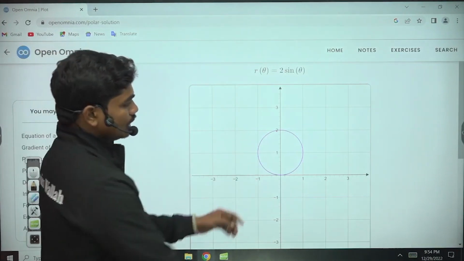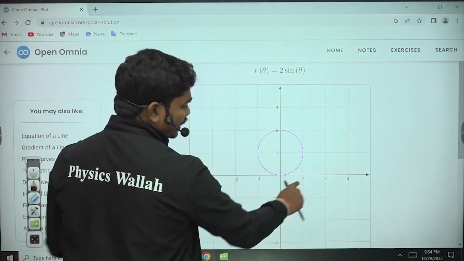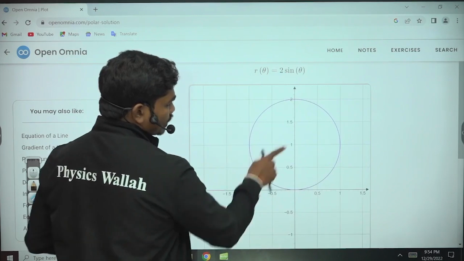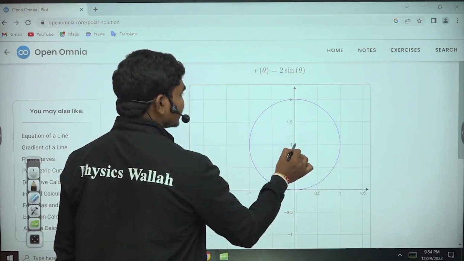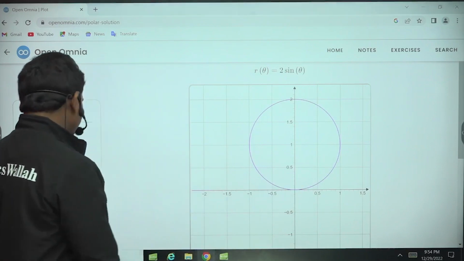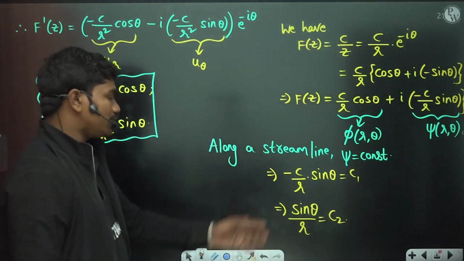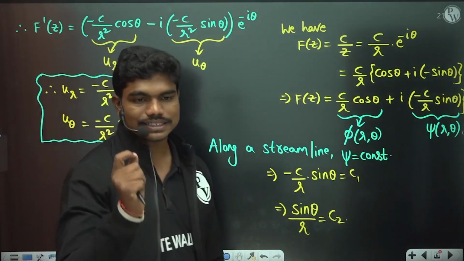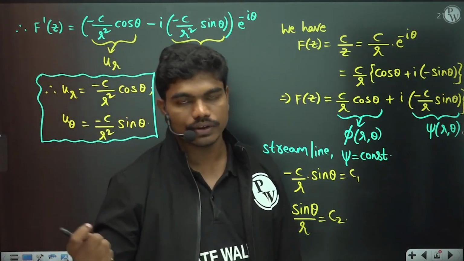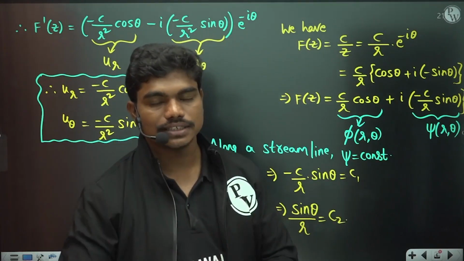Here, this is a circle which is tangential to the x-axis. I hope you can see this. Since I have taken c as 2, the center is at this location, 1. The same thing we have done for different values of c2, and we get different circles like that. But always the center lies on the y-axis and they touch the x-axis.